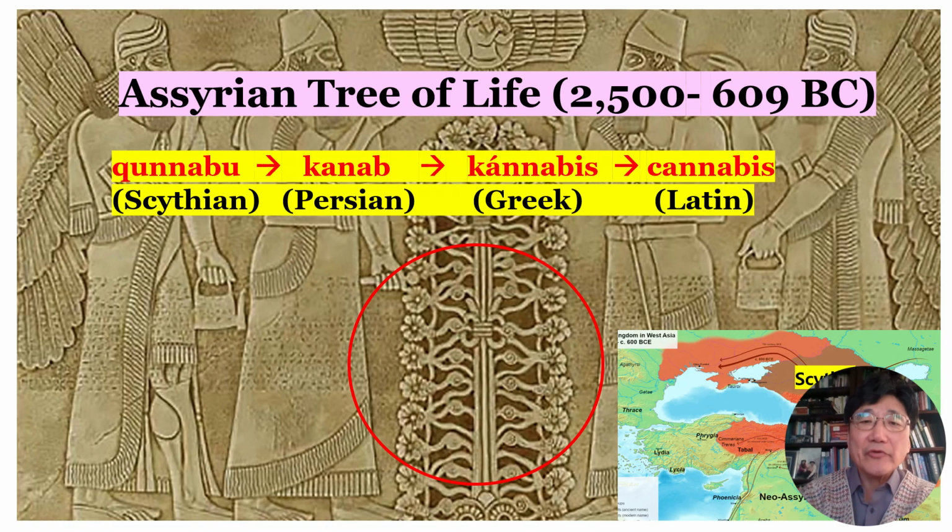This Assyrian tree of life image shows the Quanabu cannabis in the center. The plant name cannabis is a Scythian word, Quanabu, which was loaned into Persian as Kanab, then into Greek as cannabis, and subsequently into Latin as cannabis. Archaeological evidence for fiber cannabis goes back tens of thousands of years.